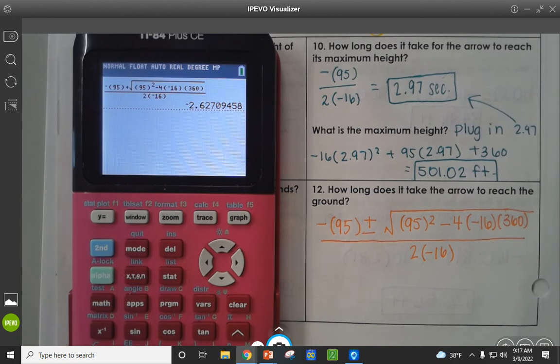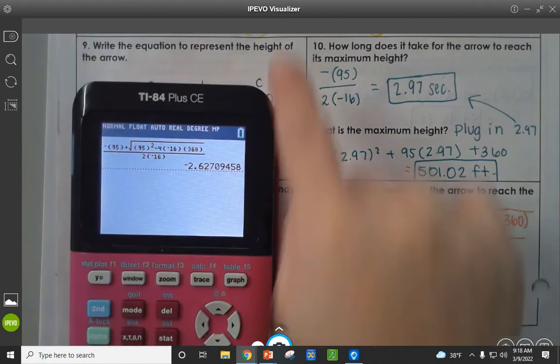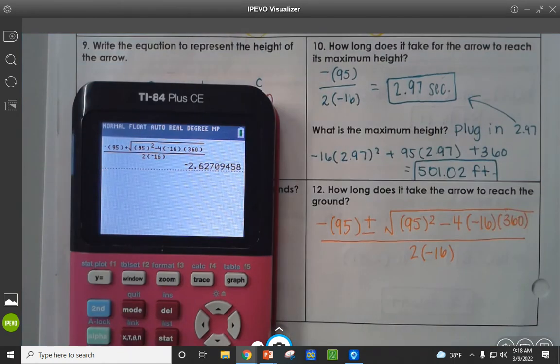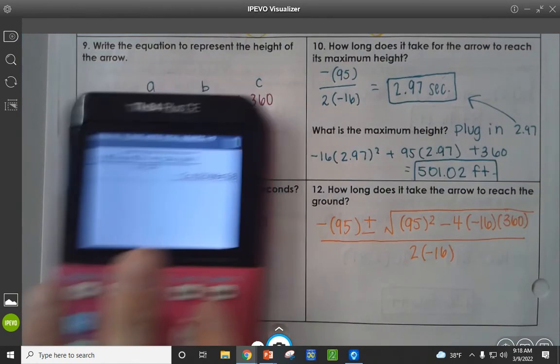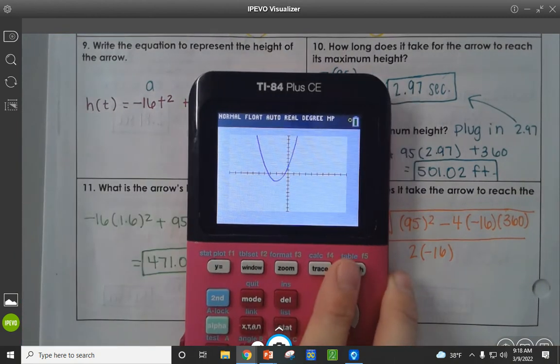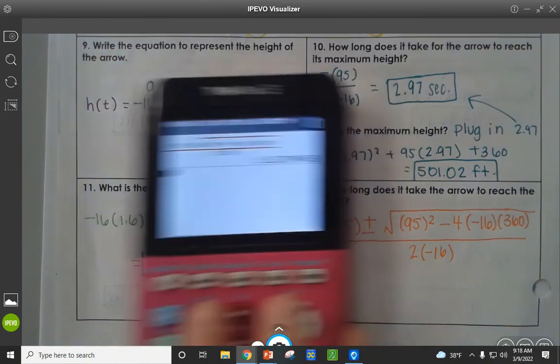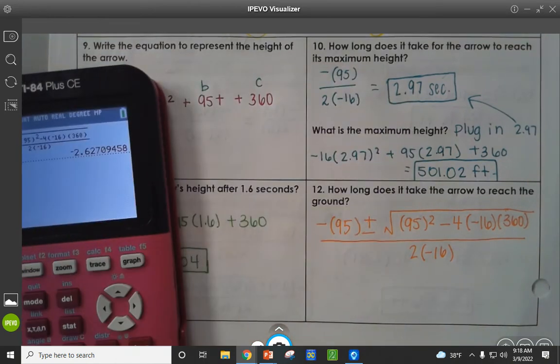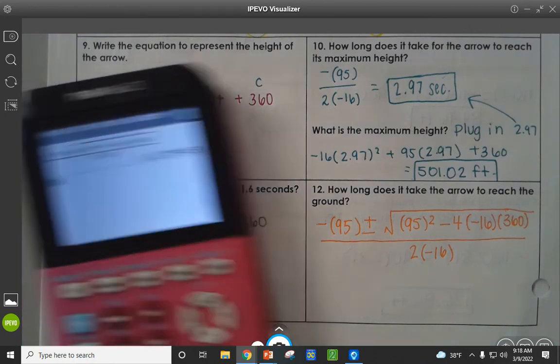What do we know about negative answers on these types of questions? We don't want those because there is no negative time. Essentially, because this arrow was fired off of a cliff, where it starts is off the ground. So the graph kind of backtracks a little bit. And so that's why you have a negative x-intercept. But really, we don't have that negative part. So just ignore the negative.